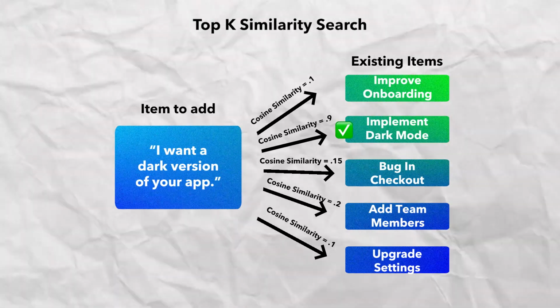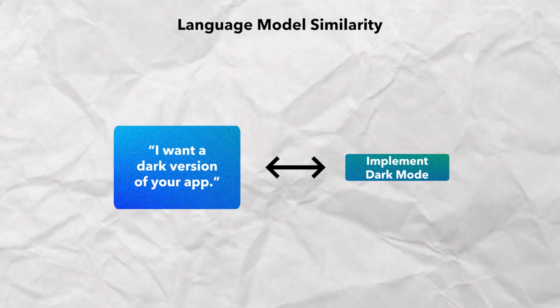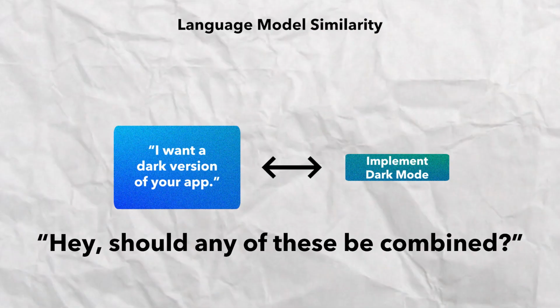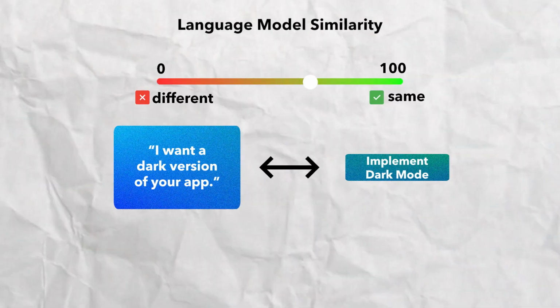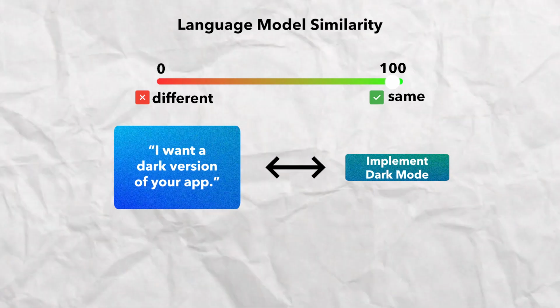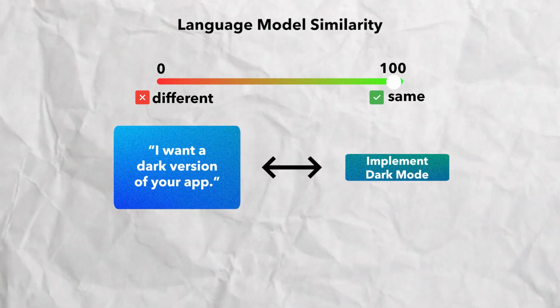For any of those top candidates that look similar from a cosine similarity perspective, we go to the language model and say, "Hey, should any of these be combined? Please let us know from a rating of 0, no they shouldn't, to 100, they totally should be combined because they're the exact same thing." If those scores meet a threshold and there actually are two items that should be combined, we'll run a process to bring them together. Let's try this out on a few different domains.